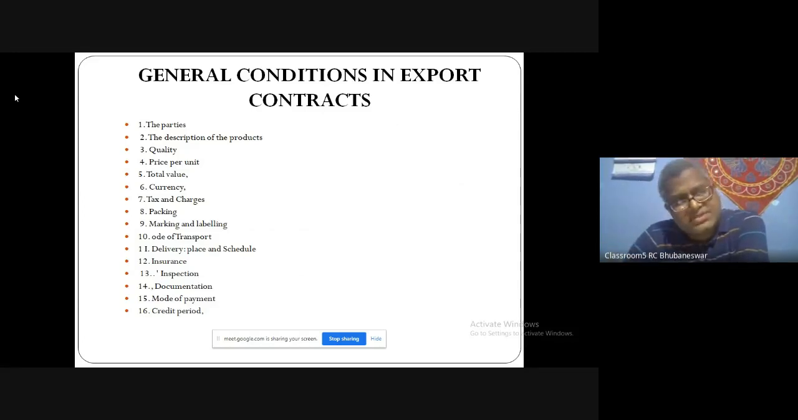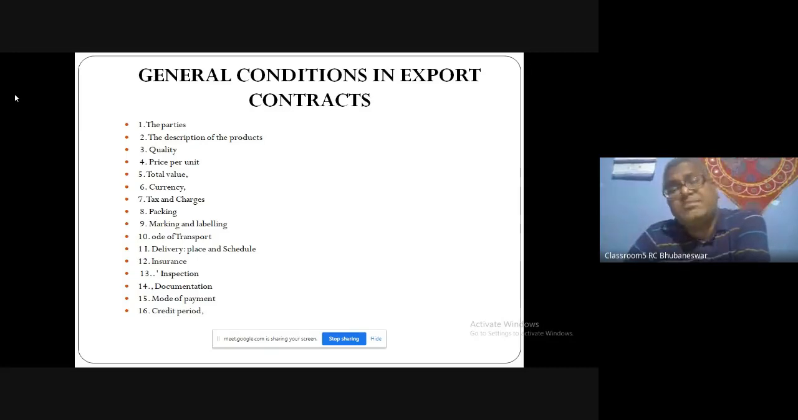Some pro forma invoice is there. Later on, in classes, we have discussed it in a detailed way. The parties are necessary. Another one is the description of the goods. You know, the product description means in detail. That's called technical, that's called physical, that may be a chemical way.